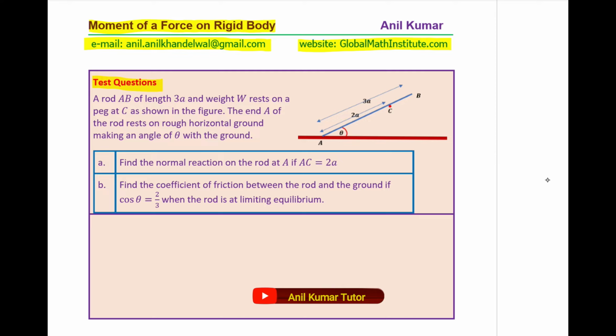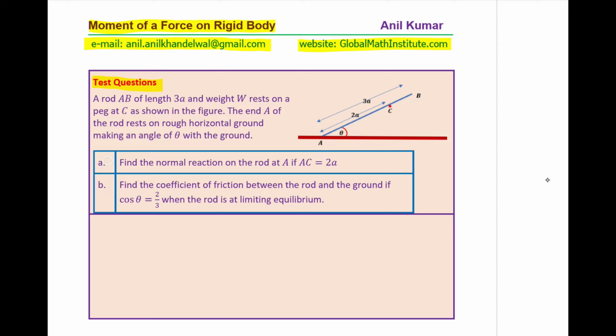The question here is, a rod AB of length 3A and weight W rests on a peg at C as shown in the figure. The end A of the rod rests on the rough horizontal ground, making an angle of theta with the ground. So this is the rod AB, which is resting on the ground at an angle of theta. The length of the rod is 3A from A to B, and C is the peg which is supporting it at this particular point. So that is what is given to us.